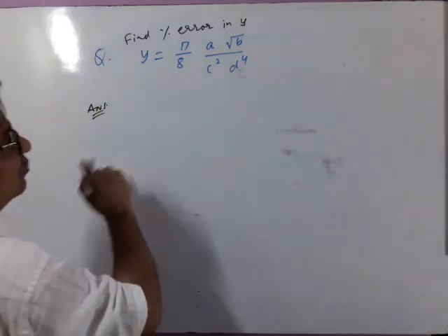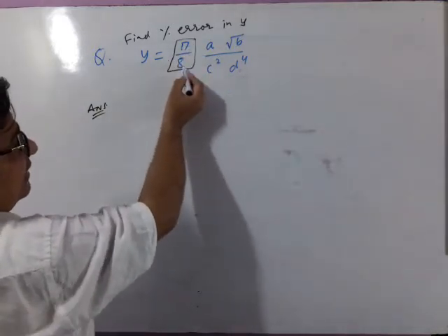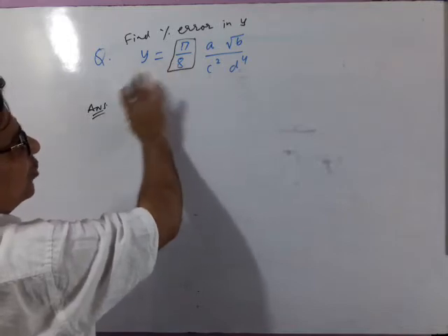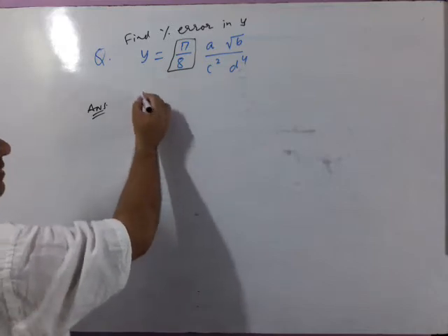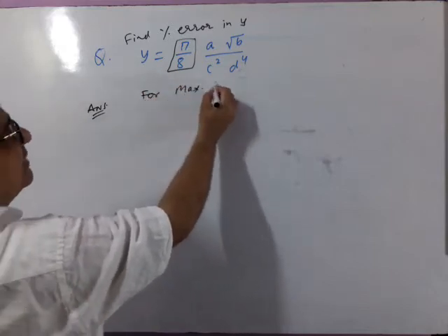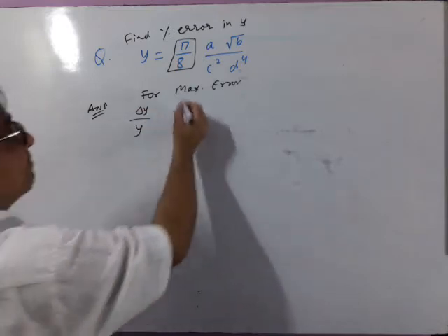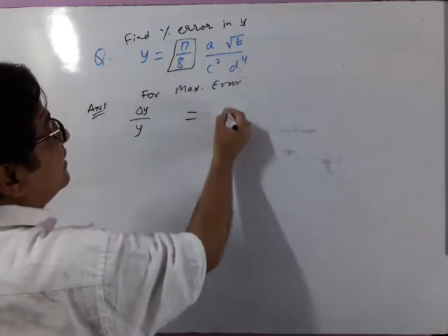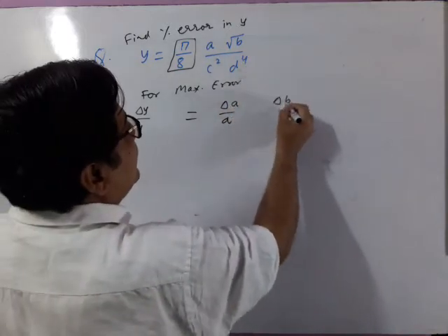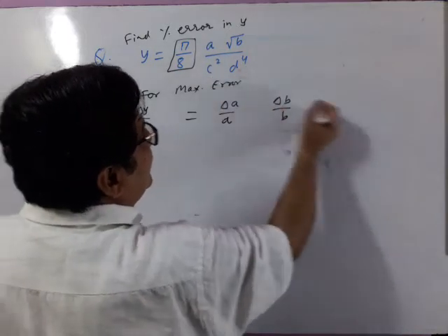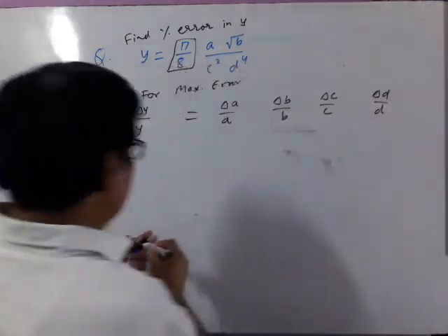Then what will you do? You focus on the formula and see pi by 8 are constants, pi and 8 both are constants, ignore them. No error in pi and 8. Then if it is Y, write the line for maximum error. If it is Y, delta Y by Y, then equal to, if it is A, delta A by A. If it is B, delta B by B. Similarly C, delta C by C. D, delta D by D.